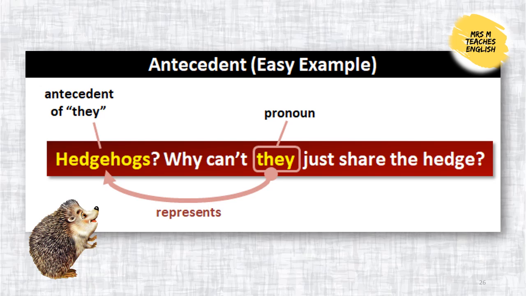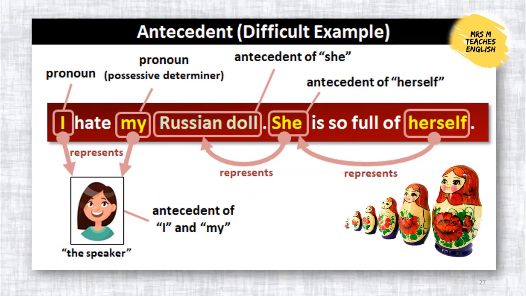Now, please tell me that you catch the joke in this example, that hedgehogs hog hedges. Yes? I hope you catch the next one too. This one is more difficult. The sentence has an implied speaker who says, "I hate my Russian doll." Here we have three pronouns with three antecedents, one of which is the implied speaker. Write this down. Label it. Did you catch the joke? The Russian babushka doll, full of other dolls, full of herself. Get it?